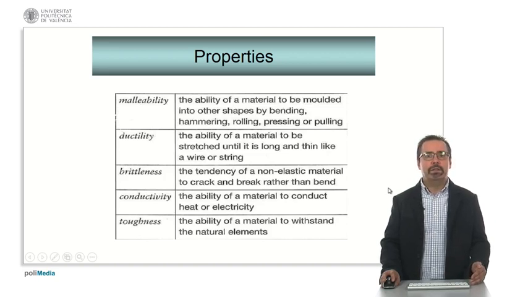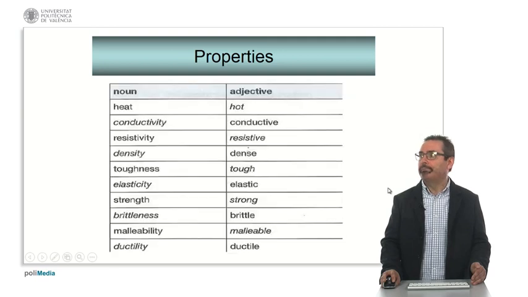Conductivity, to conduct heat or electricity. Thermal conductivity or electrical conductivity. Or toughness, which is the ability of a material to withstand the natural elements. You have to check you understand these engineering properties properly. And normally, very often properties are given in the form of a noun or an adjective. Here we have a list of the most typical ones in engineering.